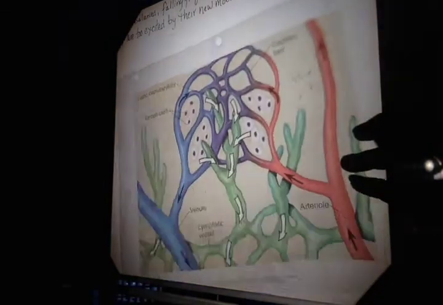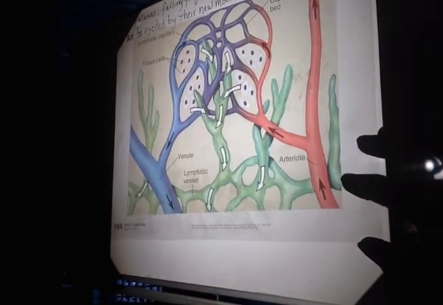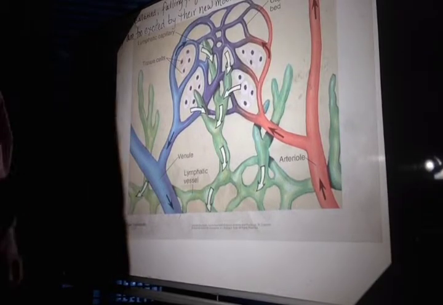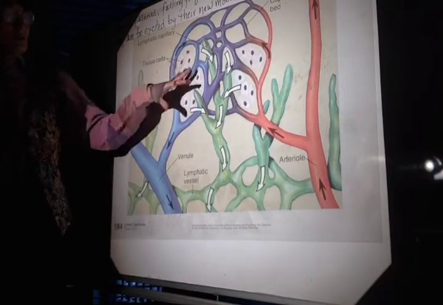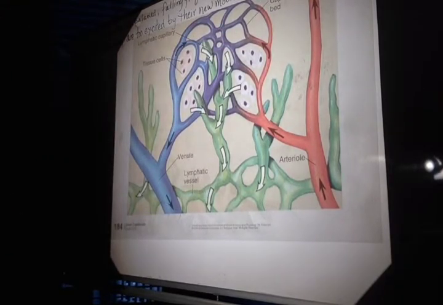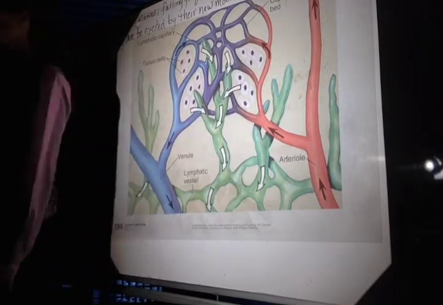So let's first look at how these lymph vessels work, and then we'll go back and talk about the different organs. Here you have your capillaries, your capillary bed. You have your tissue spaces out here. Your capillary bed is supplying the cells that are in that tissue. We said that capillaries leak.